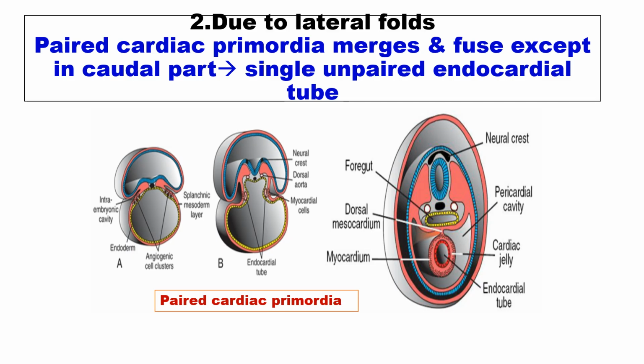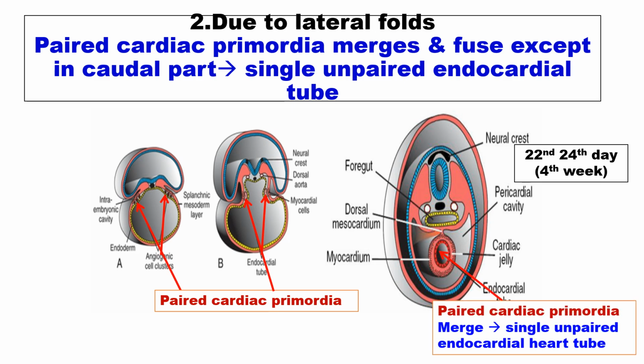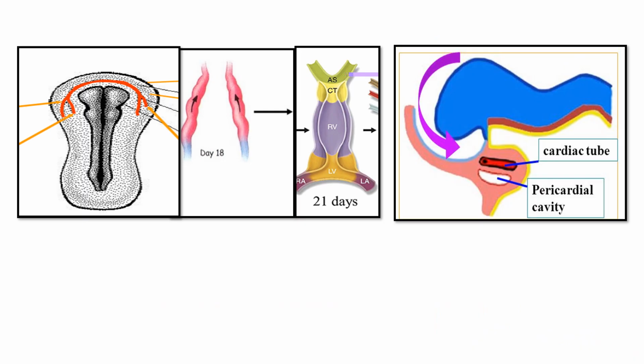Later, along with the cephalocaudal folds, we have lateral folds appearing simultaneously in the embryonic disc. These lateral folds also appear around the 22nd to 24th day. The paired cardiac primordium merges and fuses except in the caudal part. The paired cardiac primordium forms a single unpaired endocardial heart tube.